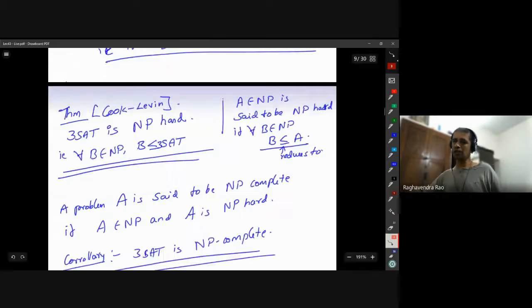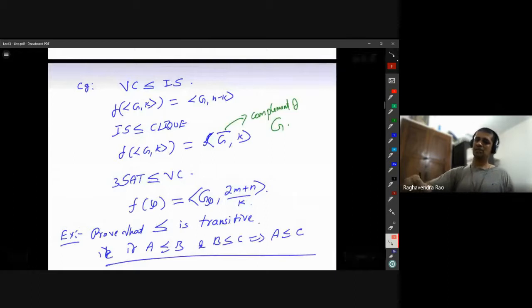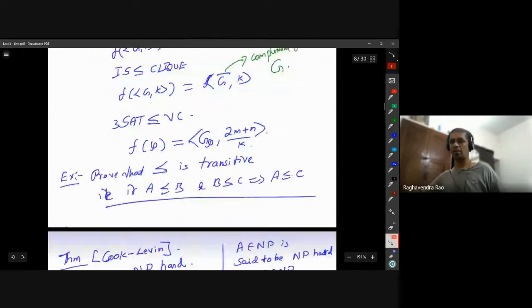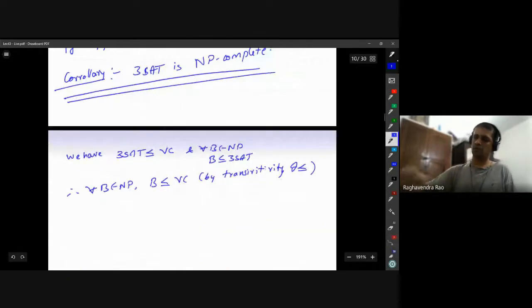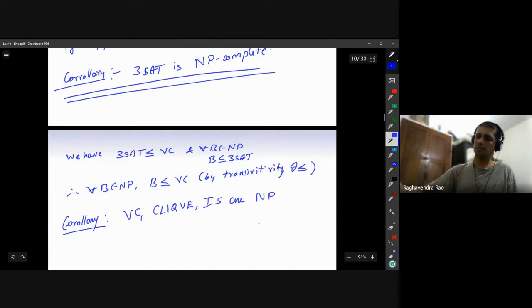Not only that, if you look at these equivalences, vertex cover reduces to independent set, and independent set reduces to clique. In other words, independent set and clique as well are NP complete. So as a corollary again, vertex cover, clique, and independent set are NP complete.